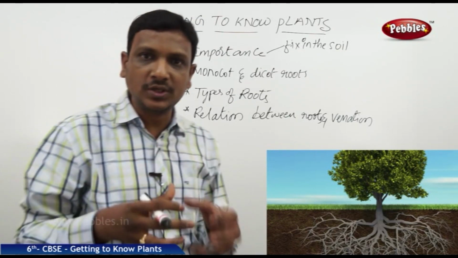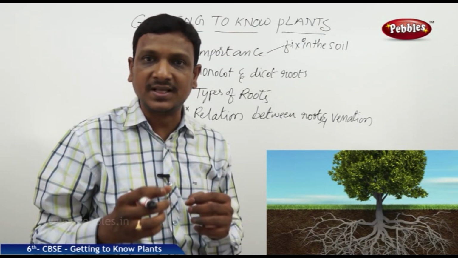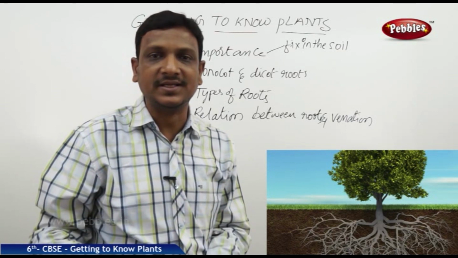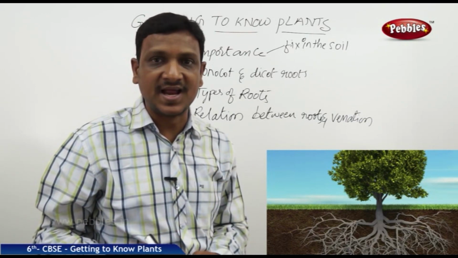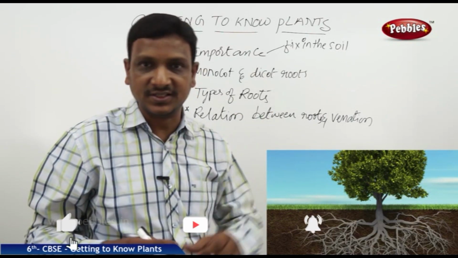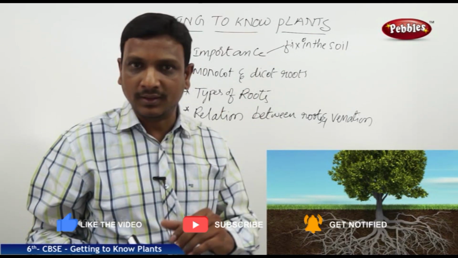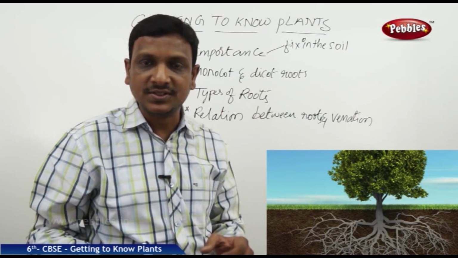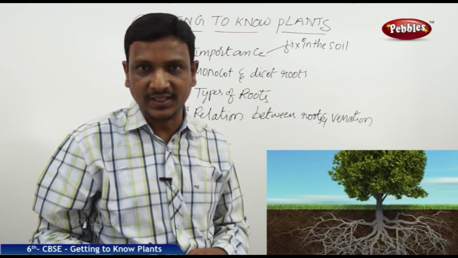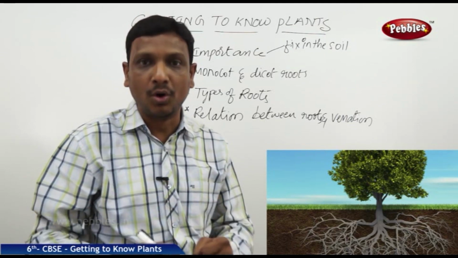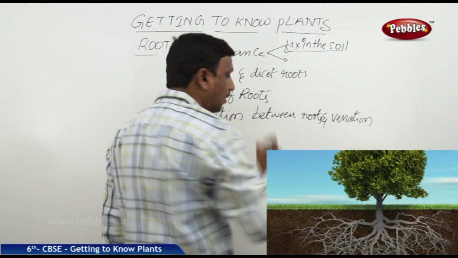The roots hold the soil tightly, so by that the plant can stand. If you see the bigger trees, like coconut trees, palm trees, even though they are very tall, they can resist the high winds. Even during high winds, the trees don't fall, because their roots fix in the soil and hold the soil so tightly, so firmly. That means they give mechanical support. That is one function. So what is the second function of the roots?